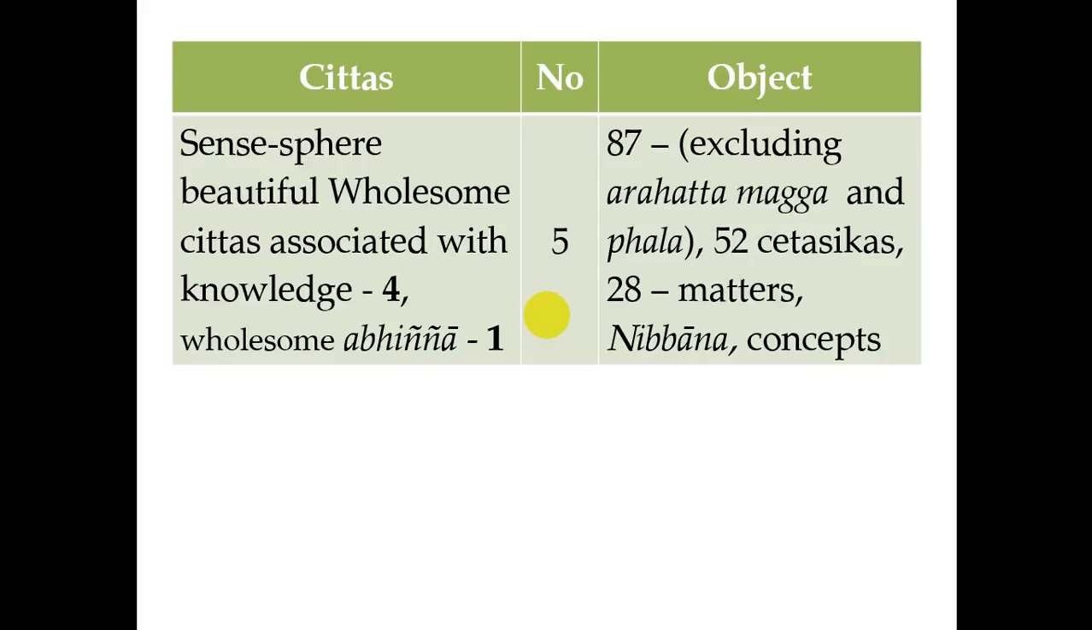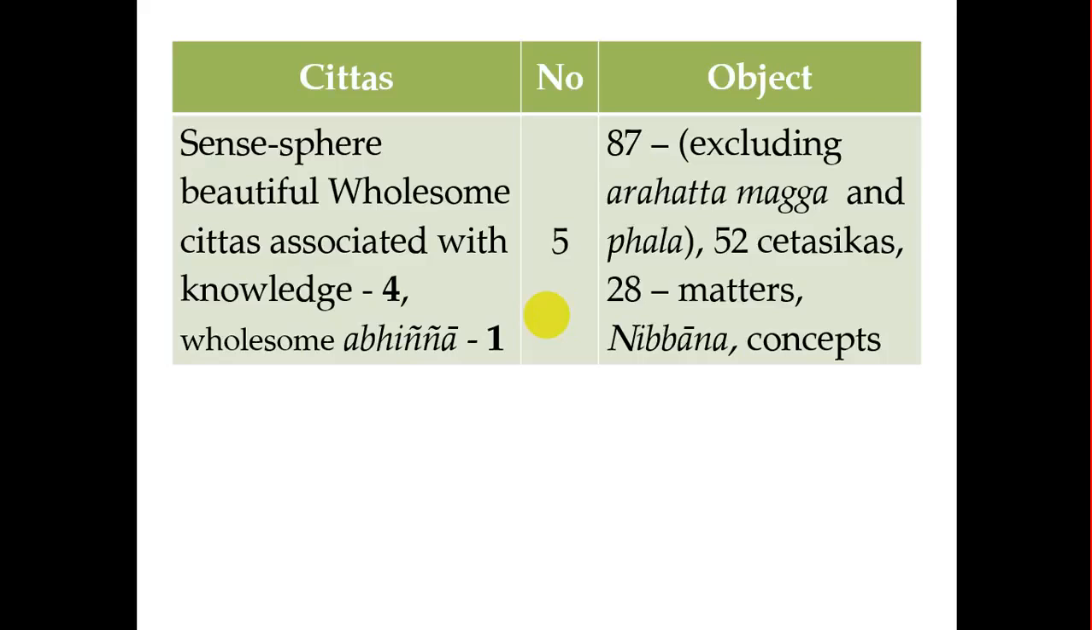So here, wholesome abhinna, or wholesome direct knowledge, is for worldlings as well as trainees, right? These 5 chetas will be able to take all objects except Arahatta Magga and Arahatta Phala.